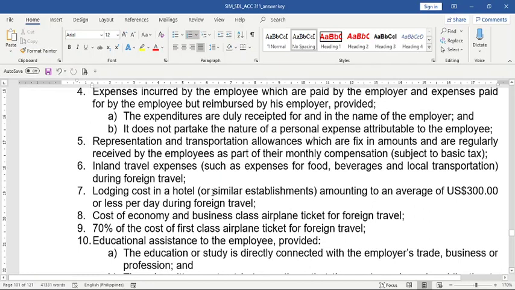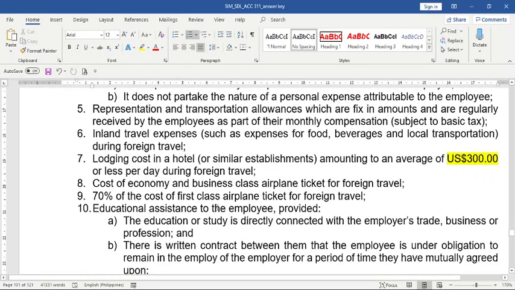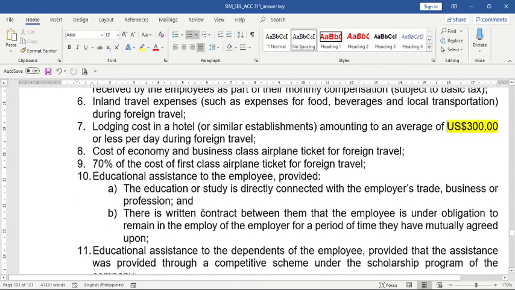Lodging costs in hotel amounting to the average of $300. How much is $300? So, we have 15,000 per day during foreign travel, cost of economy and business class airplane ticket for foreign travel, 70% of the cost of first class airplane ticket for foreign travel, educational assistance to the employee provided the education or study is directly connected with the employer's trade, business, or profession, and there is a written contract between them that the employee is under obligation to remain in the employ of the employer for a period of time they have mutually agreed upon.